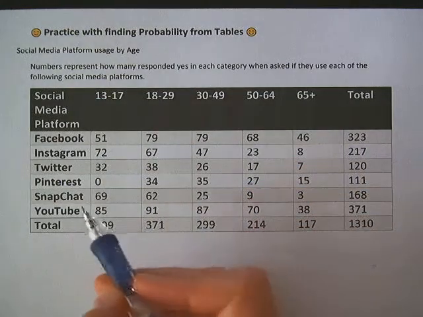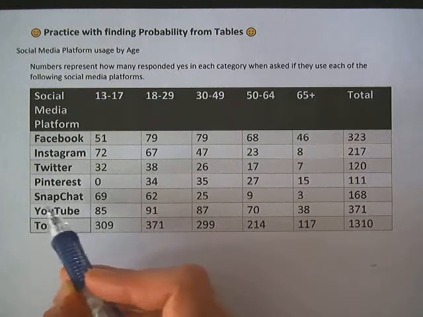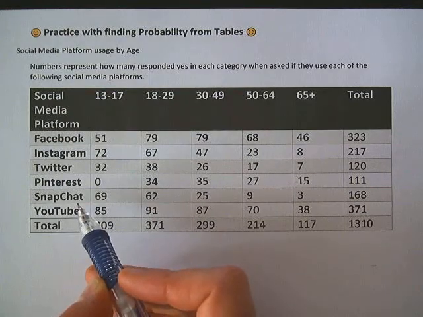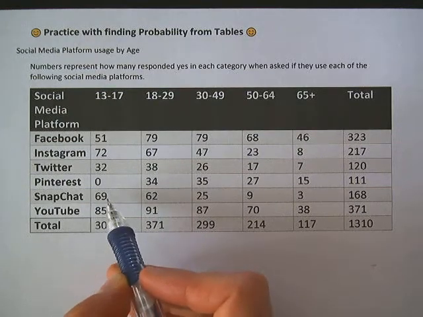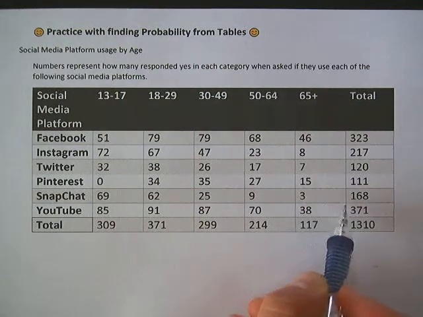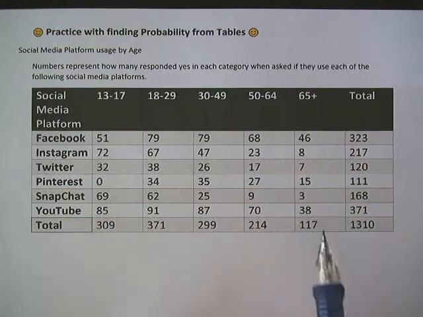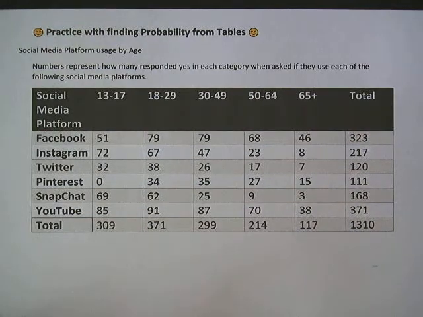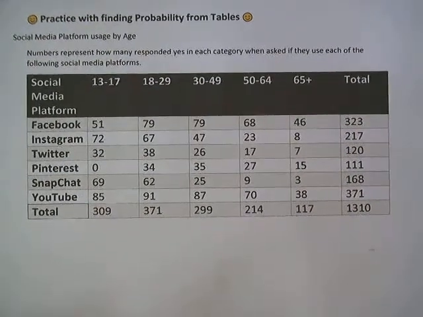And same thing, like if I was wanting to know how many total people in this survey said that they do use Snapchat, I would just add up all the ones that are in the Snapchat row, okay? And if I did, you'd get 168, okay? So that's how to read the table.